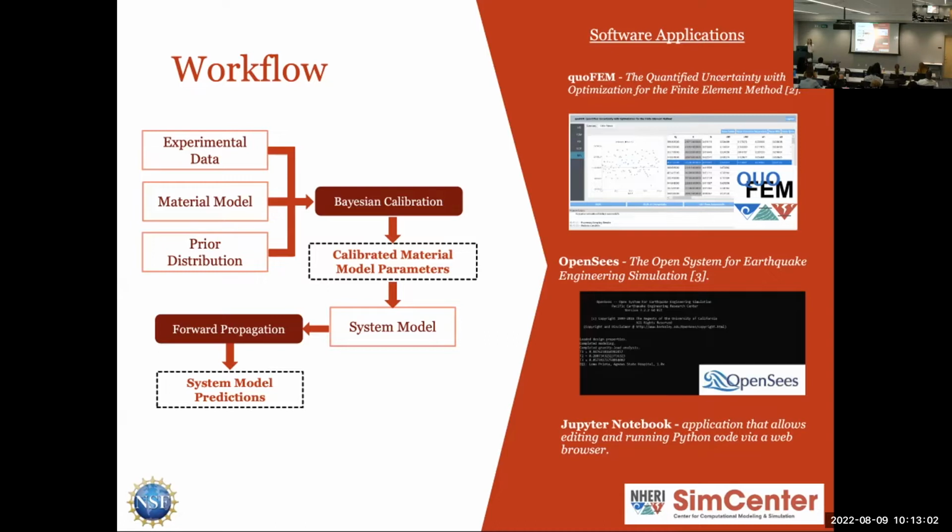Using these distributions, we ran them as the longitudinal bar in the system model. And by running forward propagation also in quoFEM, you can get a set of system model predictions. That is also a distribution, as the parameters were. Both the material model and the system model were run using OpenSees, which is a finite element modeling software. And Jupyter Notebook was also used to visualize results and for the post-processing of data.